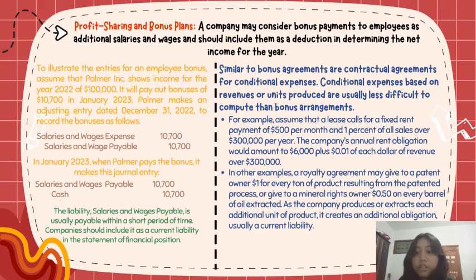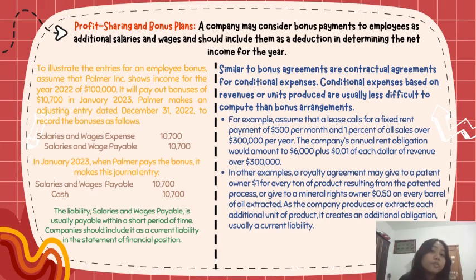And then in January 2023, when Palmer pays the bonus, it makes this journal entry: salaries and wages payable on the debit side and cash on the credit side, because we pay our payable, so our cash will decrease. The amount is the same as before, $10,700. The liability, salaries and wages payable, is usually payable within a short period of time. Companies should include it as a current liability in the statement of financial position.